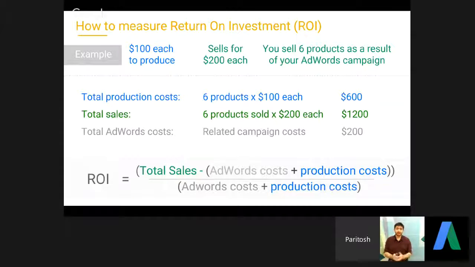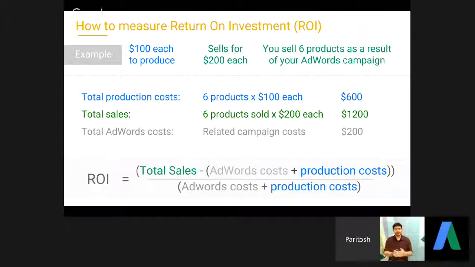So you're selling a product on Google AdWords, which takes you $100 to produce. Now you incur $200 in clicks to sell those 6 products. Now if you come down to the next part, you will see here the production cost is $600. Add to it the fact that you have made sales of $1,200 because every product has been sold for $200 each, and you incurred only $200 in Google AdWords.